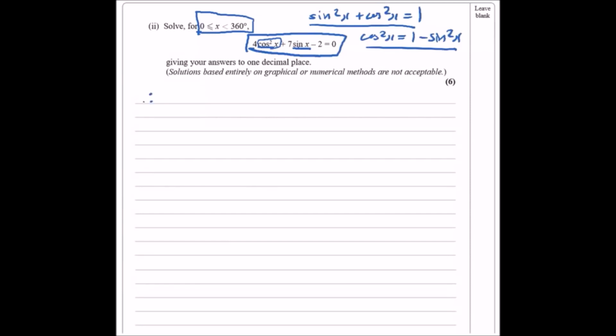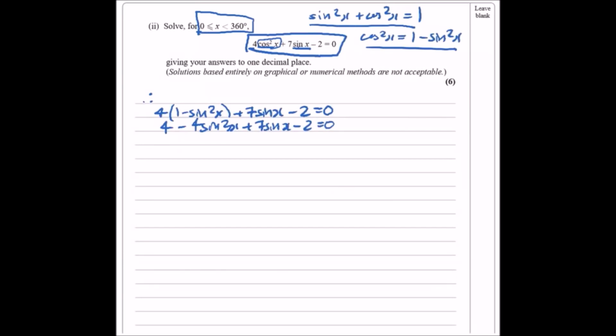So let's have a shot at this. Okay, so I'm going to write from here. Replacing cos squared x, we should have 1 minus sine squared x here, plus 7 sine x minus 2 equals 0. Of course, expanding this and simplifying, so I'm just going to expand this quickly. We should get all of this. If you already know this, I would suggest attempting this yourself.